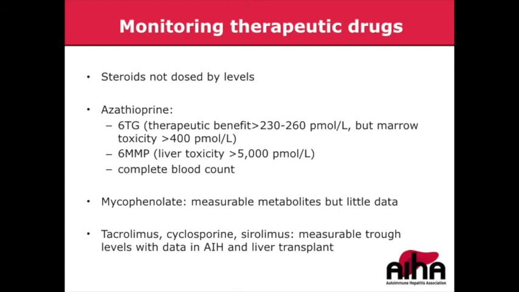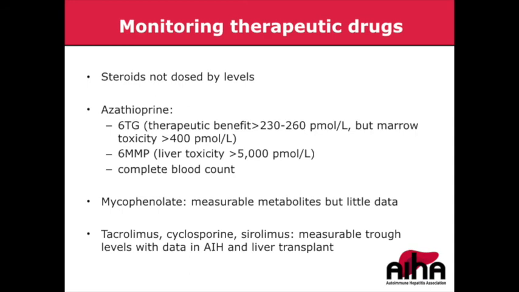Azathioprine, well, we do have some levels. There are some metabolites. 6-TG is the therapeutic component of azathioprine metabolism. And there's a sweet spot. We want to get it over 230 if we can. That's where you get the least chance of a relapse. But over 400, you're at increased risk of marrow toxicity. So when we check levels, for those that do check levels, we're looking to probably keep it in the mid-200s, less than 300 if we can help it.